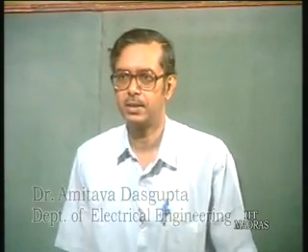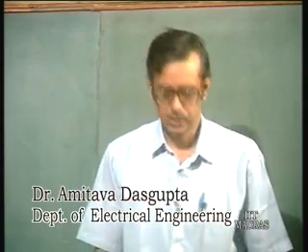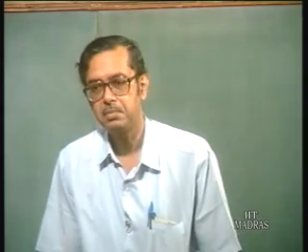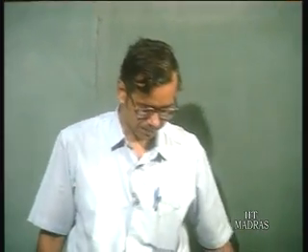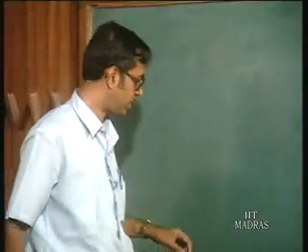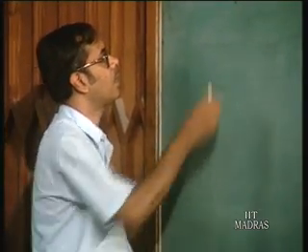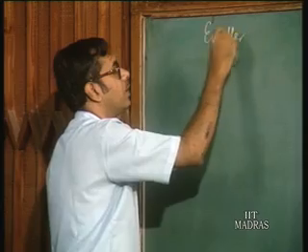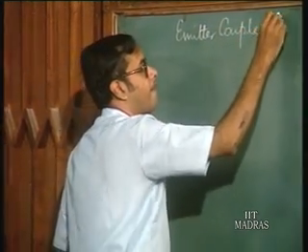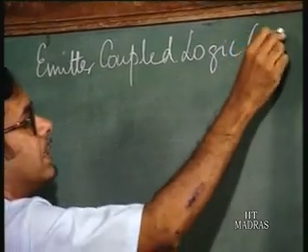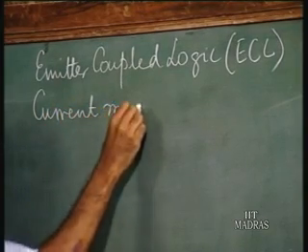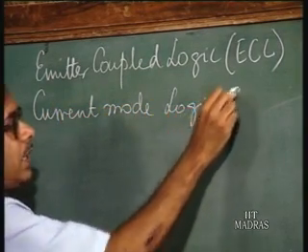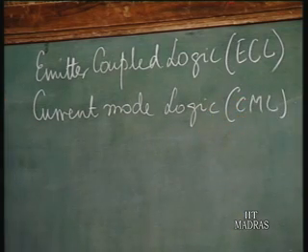So today we shall begin our discussion on another logic family, that is the ECL, or the emitter-coupled logic, which is the fastest of all the logic families, and therefore has an important place in the family of logic families. So you have the emitter-coupled logic, or ECL. This is also sometimes denoted by another name called current mode logic, or CML.